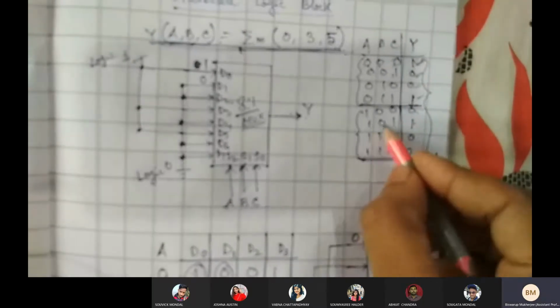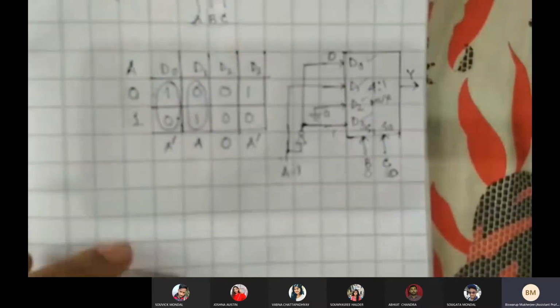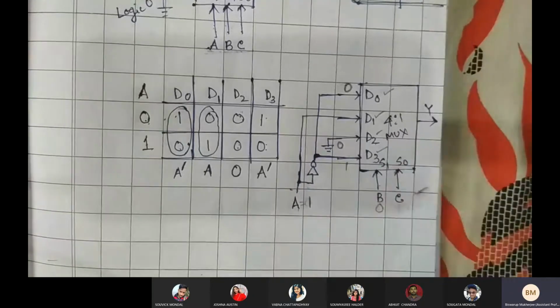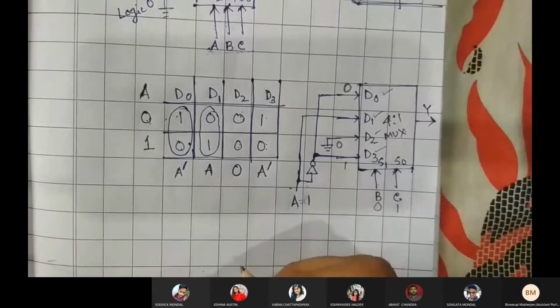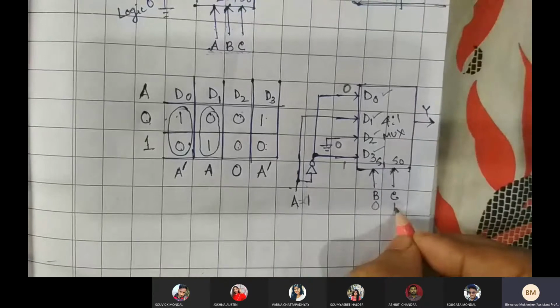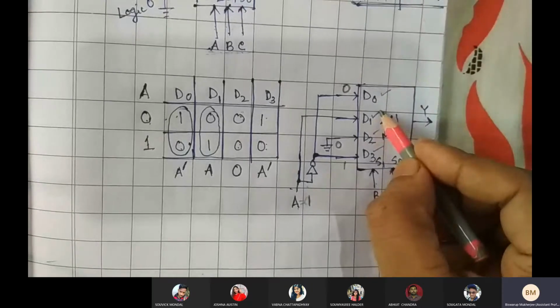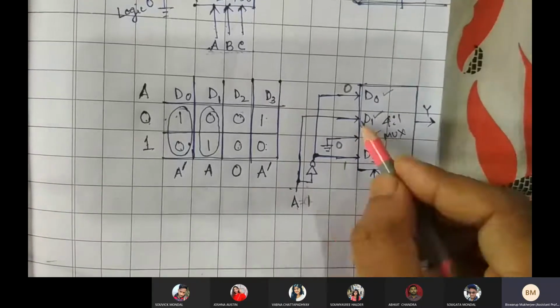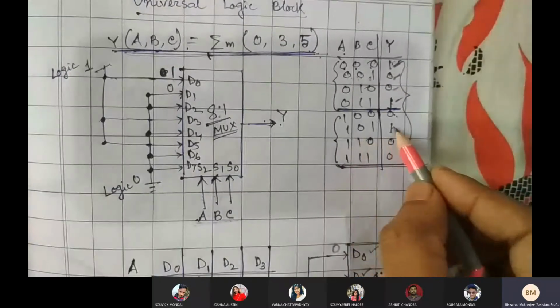Next is 1, 0, 1. Okay. Now it's done. Right. So next is 101. So this time 01, that means again D1 will be selected. What is D1? D1 is 1 because A value is 1, right? So D1 is 1, output should be 1. You can see for 101, output is 1.